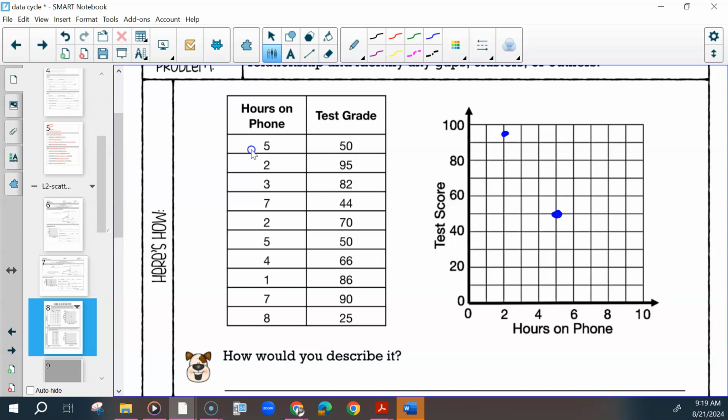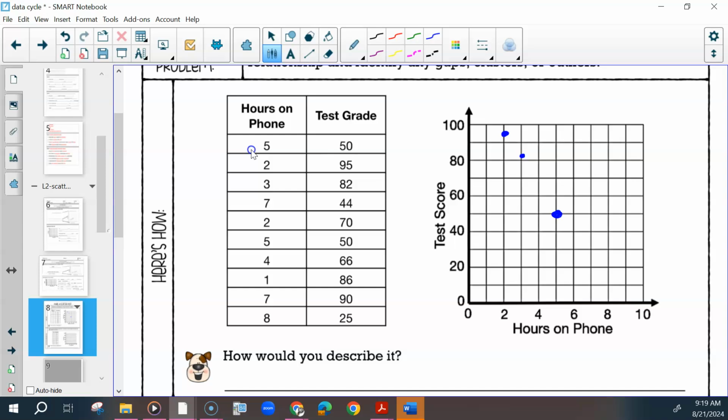Then we get these weird numbers like 82. So again, 3, 80 is right here. I know this is 90. This would be like 85, so somewhere in between that. It doesn't have to be perfect. It just has to look like it should be at 82.